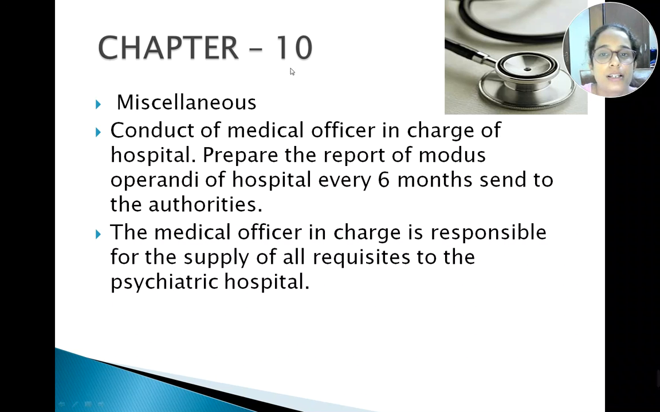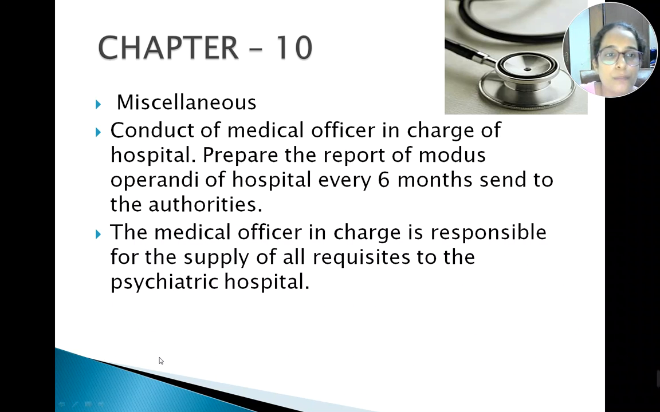Now we are moving to the last chapter, chapter 10. In this they discuss other miscellaneous things, for example the conduct of the medical officer in charge of the hospital and how they have to work. They prepare reports for a period of time, every 6 months, and send them to the higher authority stating the status of the last 6 months. The medical officer in charge is responsible for supply of all requisites to the psychiatric hospital. They are the overall in charge, responsible for everything.